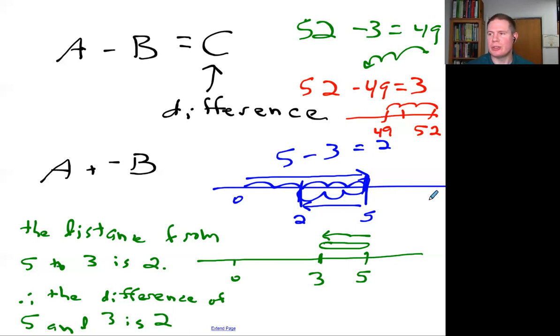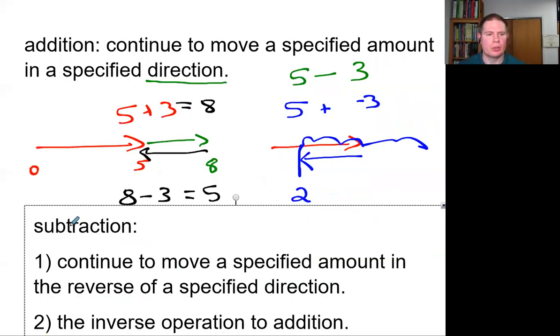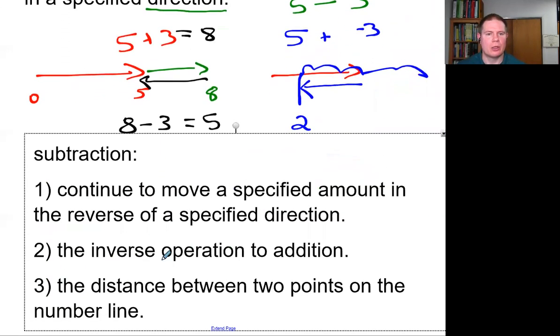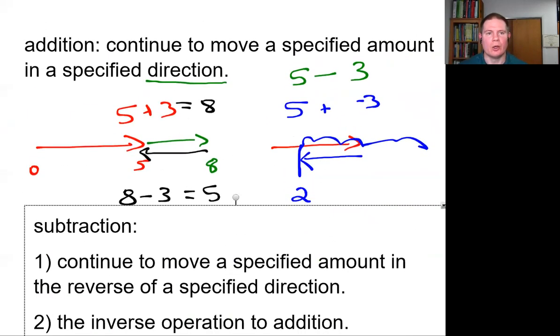Okay. So those are two basic definitions of subtraction, which is the inverse operation of addition defined in each of these two other ways. So make sure you have these definitions written down. And we'll deal with adding and subtracting large numbers in other videos moving forward. The proper techniques, dealing with place value and all of that.